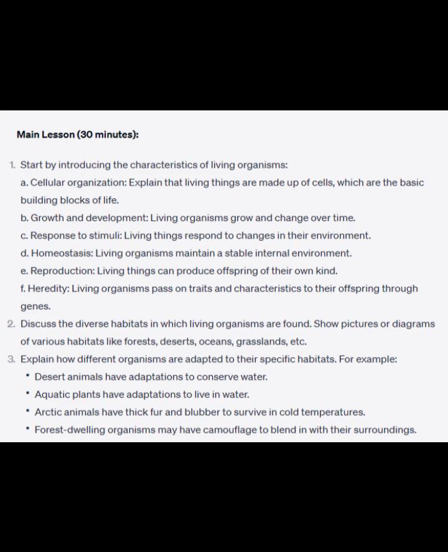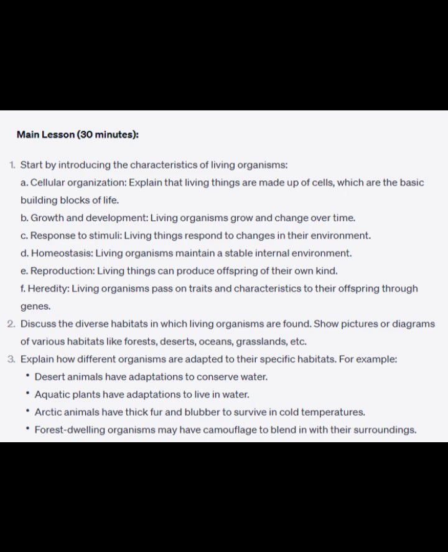Discuss the diverse habitats in which living organisms are found. Show pictures or diagrams of various habitats like forests, deserts, oceans, grasslands, etc. Explain how different organisms are adapted to their specific habitats.